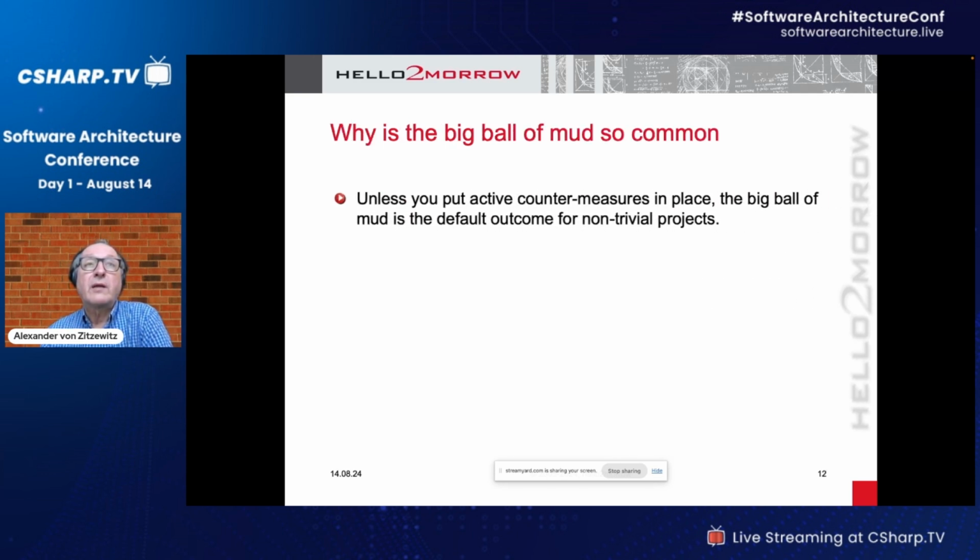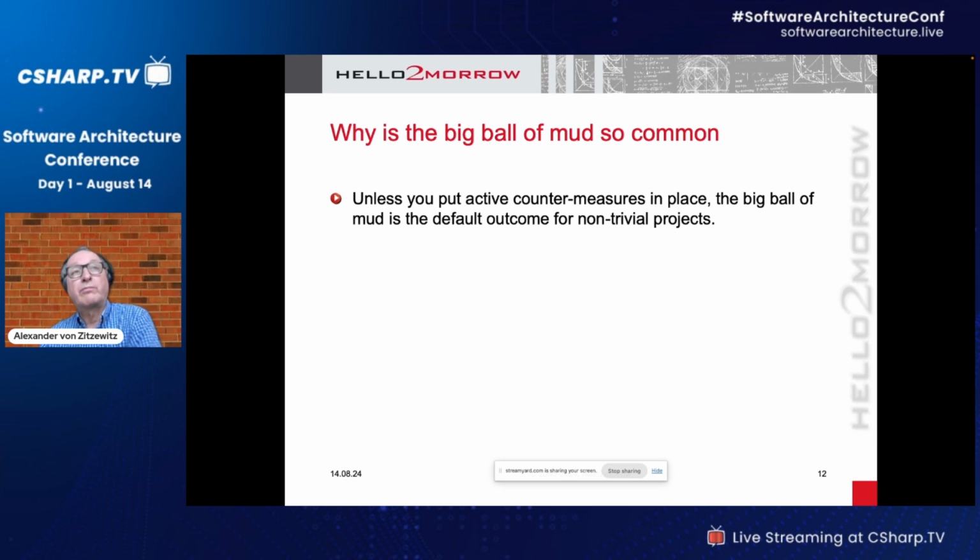So why does it happen so often? Because I'm pretty sure if I could see you now and I would ask you, do you like working on a big ball of mud? Very few hands would rise up. And if I ask you, do you intentionally create a big ball of mud? Nobody would agree to that because we're not doing that intentionally. We're not trying to create the worst possible software structure that we can.